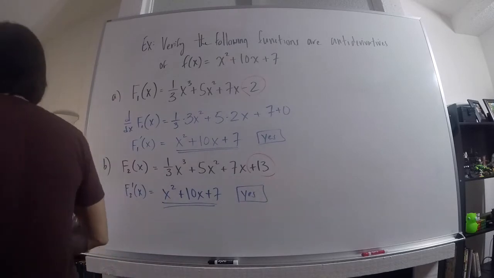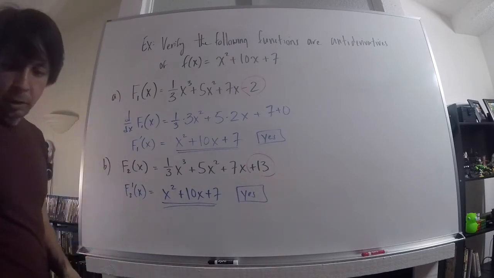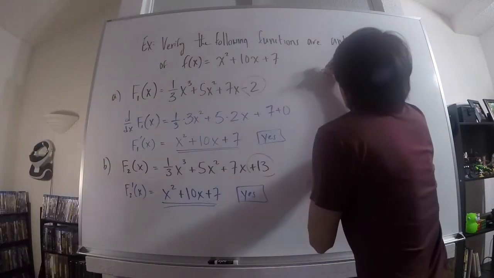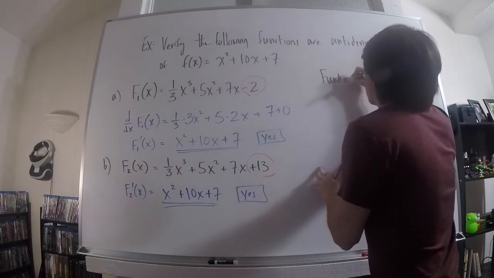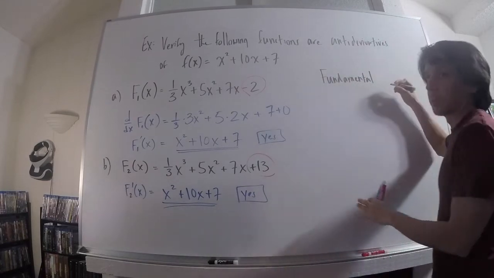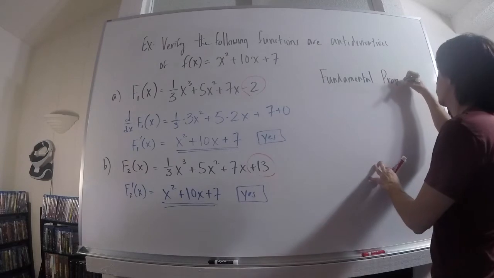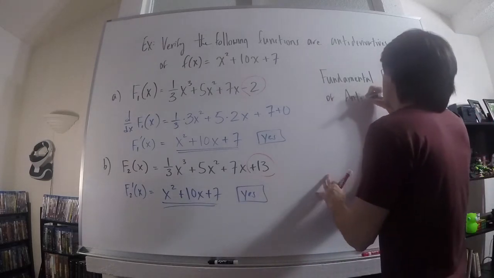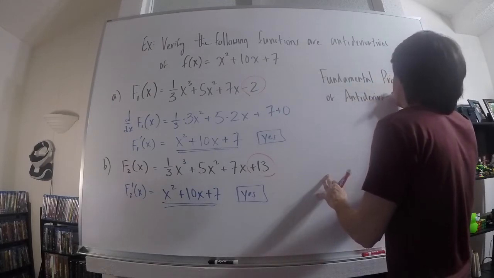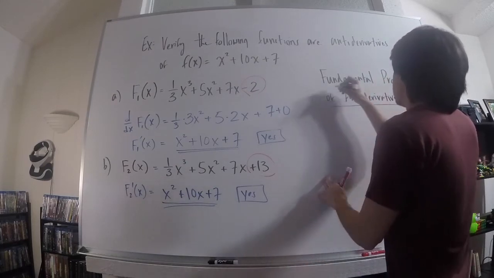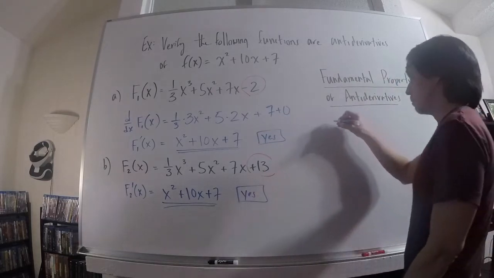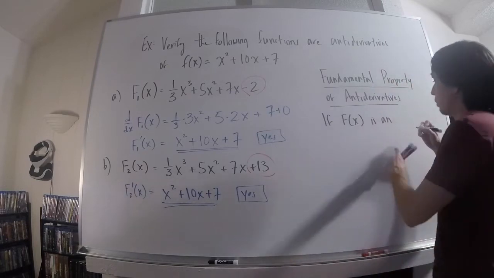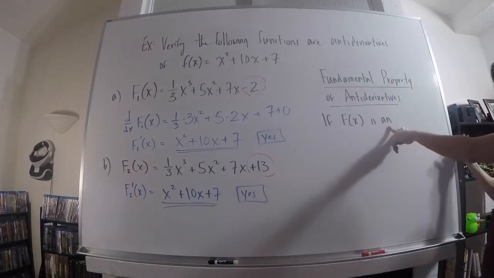arbitrarily set. So that leads us to what they're calling the fundamental property of antiderivatives, which I've never heard that term, but I'll go with it. I mean, I know the property, I've just never heard this title for it. Fundamental property of antiderivatives. If F of x is, and that's why I wrote an antiderivative, because there are infinitely many of them.